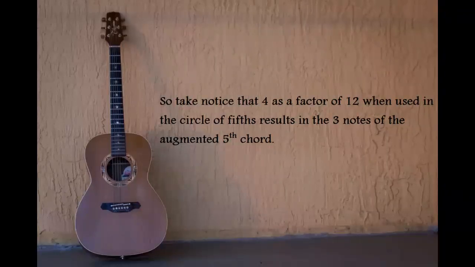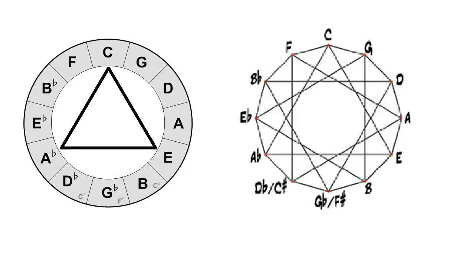So take notice that 4 as a factor of 12 when used in the circle of fifths results in the 3 notes of the augmented fifth chord. To create the augmented fifth chord, just make an equilateral triangle in the circle of fifths and move it around to form the other 3 instances of augmented fifth chords.